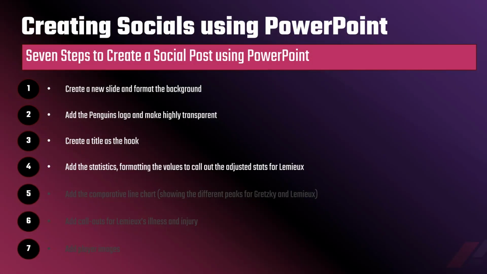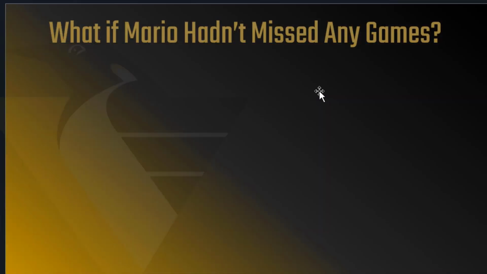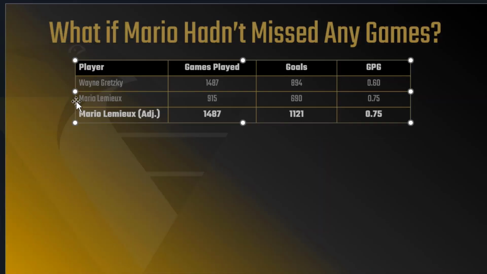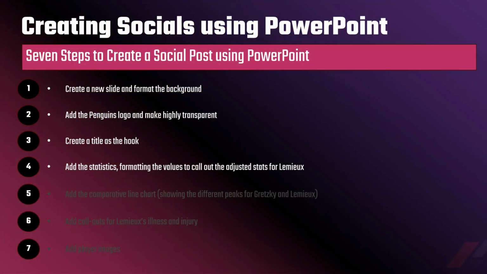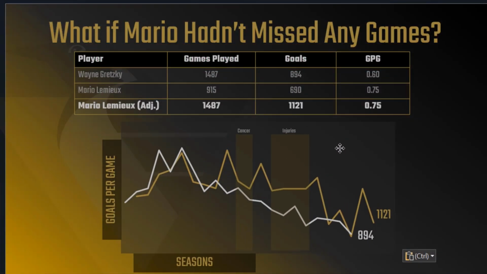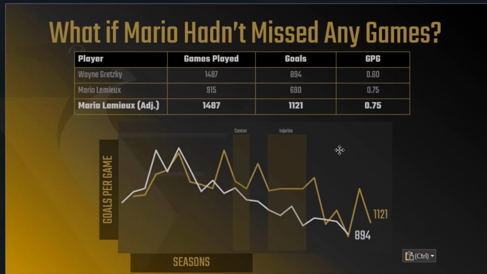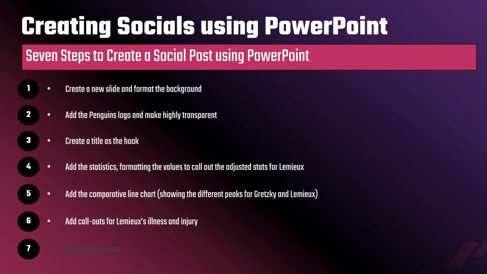Next, we add in a table of actual goals and projected goals for Lemieux if he had played all his games, or the same amount of games as Gretzky. Note that we use different colors for the text to highlight the adjusted stats for Lemieux. We then added a chart from Excel, adjusting the colors for the slide branding, added some shading where Lemieux had missed games, added the total and projected goals, and added labels and background shading to the chart.